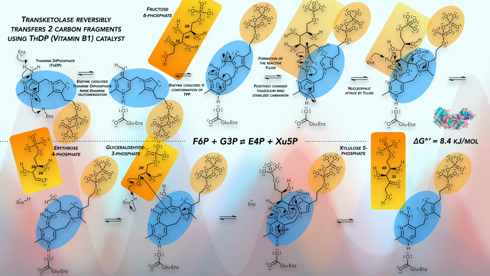The central rule is simple. Transketolase moves an activated 2-carbon glycolaldehyde equivalent without changing the overall oxidation state.